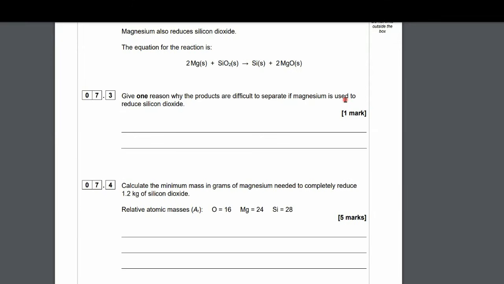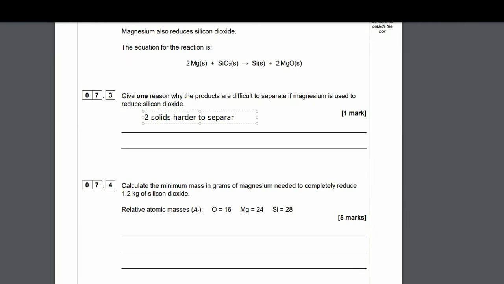Well, you can see what the problem is here. Look at the state symbols. So you always get a question like this, which is asking you about the state symbols. What's the problem? It's much easier to separate a gas and a solid because the gas will just rise up, be less dense than air normally and escape. It's much easier to separate a liquid and a solid because we can filter. But if you have 2 solids mixed together, it's harder to separate. So 2 solids, harder to separate.